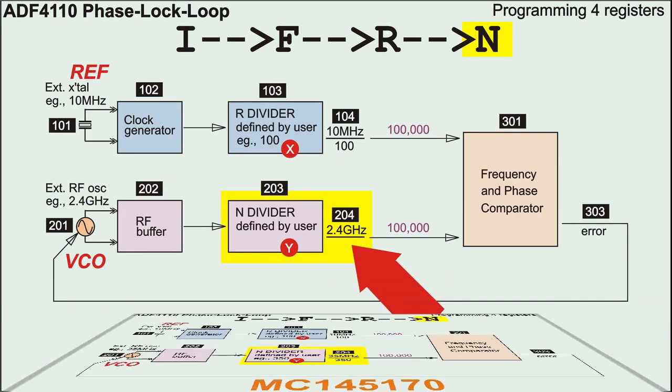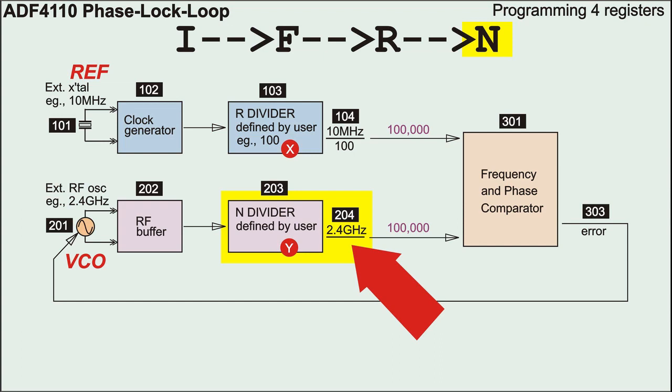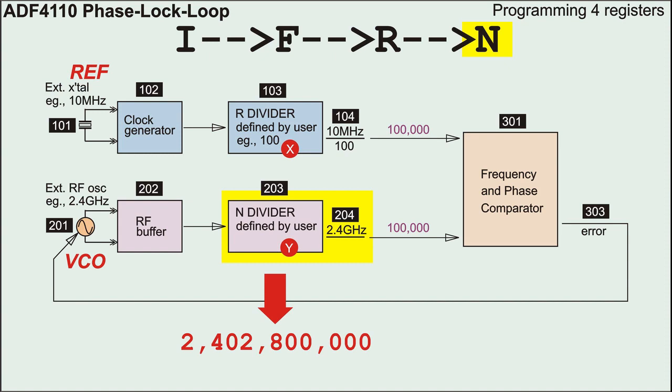But when VCO frequency increases to, say, 2.4 GHz, the value of Y becomes too large to fit in the allowable register space. That said, let's assume for a minute that we want to generate 2.4028 GHz. A new method for calculating the value of Y is introduced. This method is called fractional N.